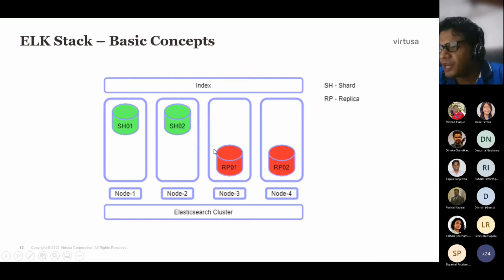And then what is a replica? If this particular shard or this node crashes, the data stored inside this shard will be lost. That is data loss. To avoid that, replicas were introduced. Each shard can have one or more replicas, which are distributed among other nodes. Replicas are not deployed on the same node; they are deployed on other nodes.